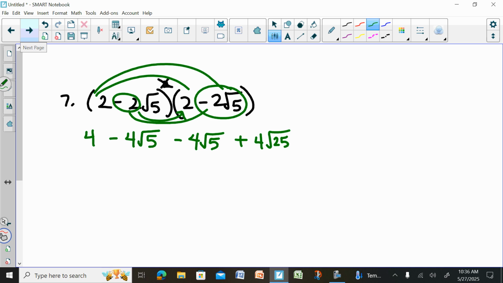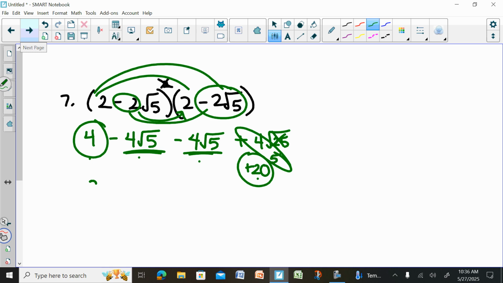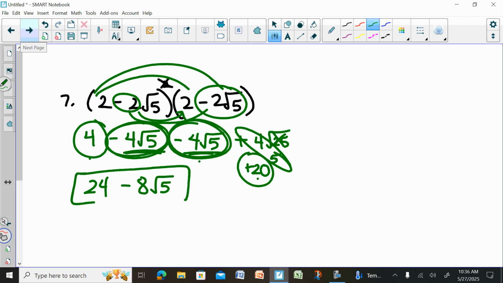So slow down, take it slow. I notice that root 25 can become a 5, and then that 4 and 5 make 20. And these are not going to cancel out this time, but they're going to be put together. I have 4 different numbers going on here. I have a 4, a negative 4 root 5, another negative 4 root 5, and a 20. I can put these into 2 piles. I can pile up the 4 and the 20, making them 24, combined like terms. And then I've got a negative 4 root 5 and another negative 4 root 5. I actually have negative 8 root 5s. Remember, you're saying how many of the ugly root 5 we have. That's as simple as you can get.